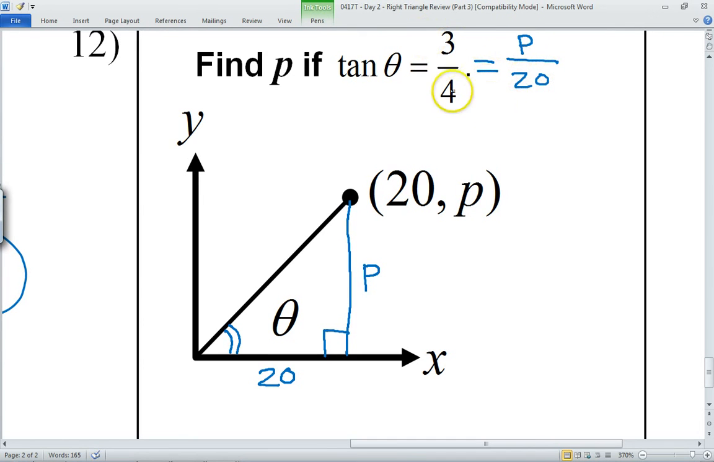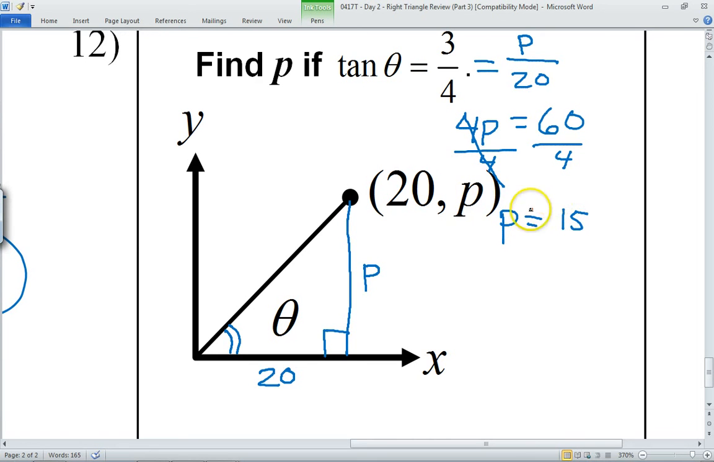And then we will cross multiply. So 4p should equal 60. Then if I divide both sides by 4, I get p is equal to 15. And that's the answer.